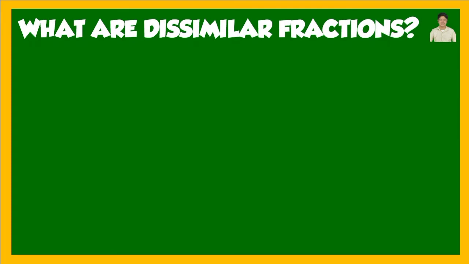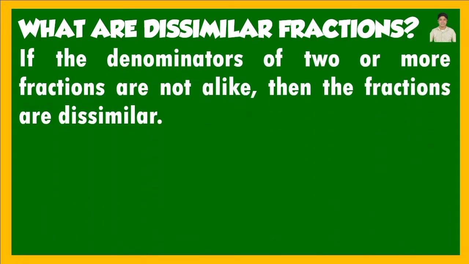What about dissimilar fractions? If the denominators of two or more fractions are not alike, then the fractions are dissimilar. So on the other hand, kapag yung ating mga denominators ay magkakaiba, considered po sila as dissimilar fractions. So kapag pare-pareho ang numerator, hindi na po natin pwedeng sabihin na similar fractions sila. It's because we are looking only at the denominators of the given fractions. Hindi natin kina-consider yung mga numerators.